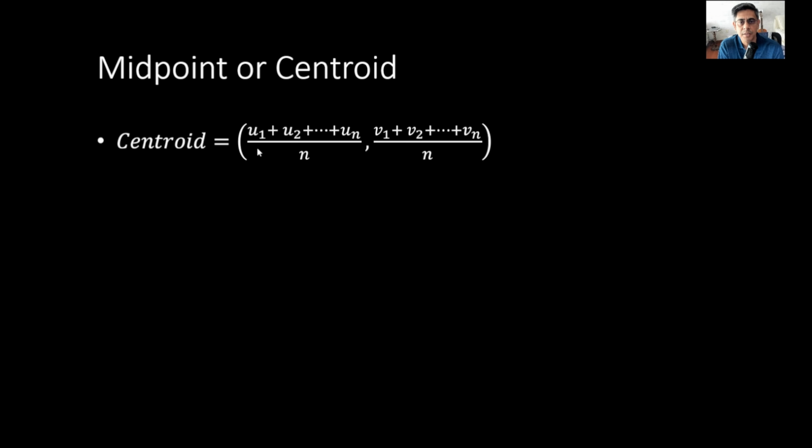So the centroid is nothing but, if we sum up their components and then divide by the number of vectors, we get the centroid like this. For each component we perform this operation and then we get the centroid for that vector, the middle point of that vector, right?